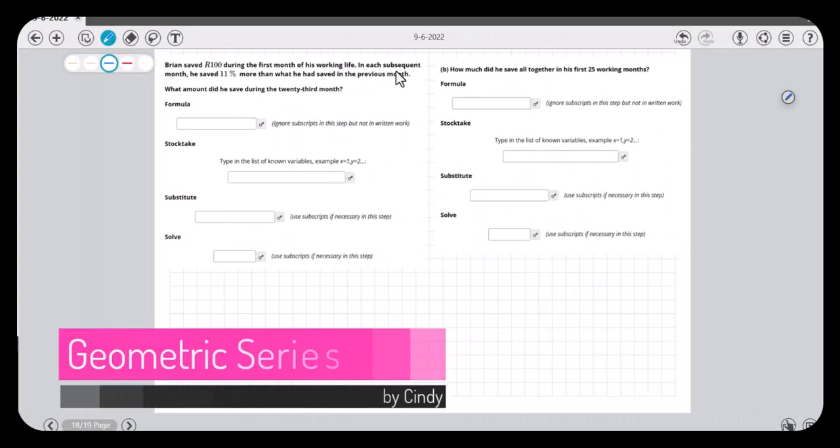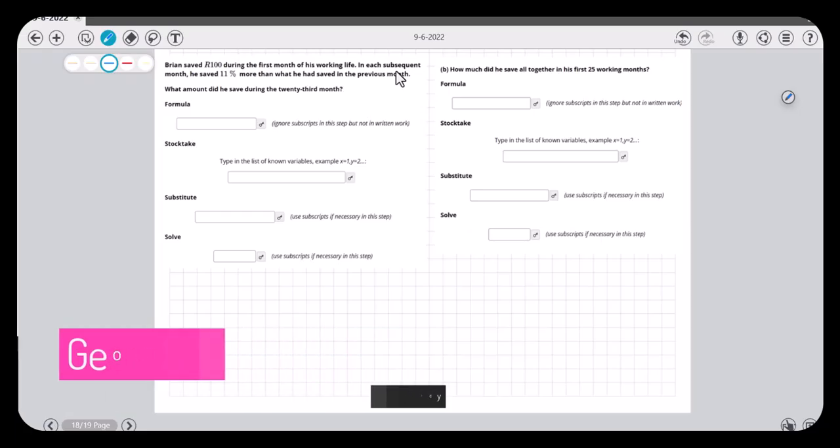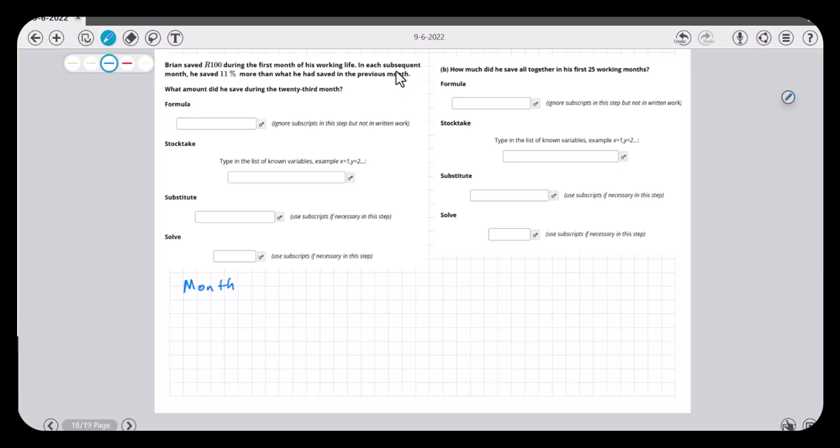All right, so we have Brian here, who has saved 100 during the first month of his working life. In each subsequent month, he saves 11% more than what he had in the previous month. So basically what this is saying is in the first month, he has 100. Let me put month 1. In month 2, he has 100 times the growth rate, which is 1 plus the 11%, or 1.11.